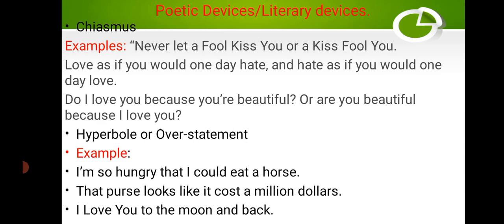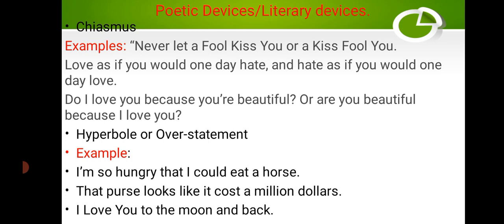Now, when you look on the screen, I have certain examples there. The first one is what I just explained. Laugh as if you one day hate, and hate as if you one day love. So, laugh as if you one day hate, then it has been reversed to hate, as if you one day love. That reversal of the grammatical structure here is what makes it chiasmus.